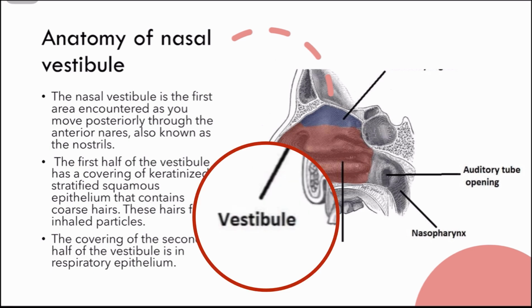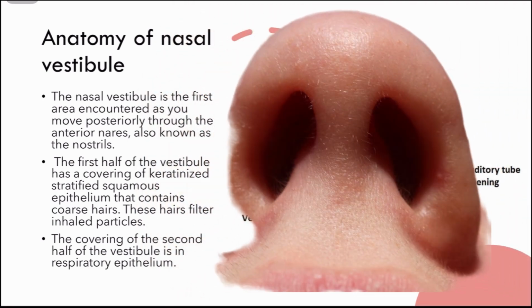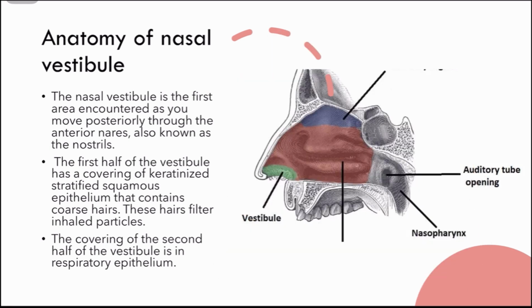For the vestibule, the first part of it is covered by the keratinized stratified squamous epithelium, and it contains viscous hairs, and these hairs have the function to filter inhaled particles. Whereas the second part of the nasal vestibule is made up of the respiratory epithelium.